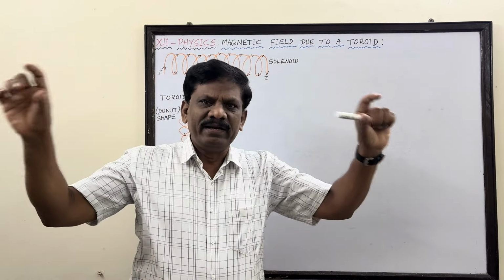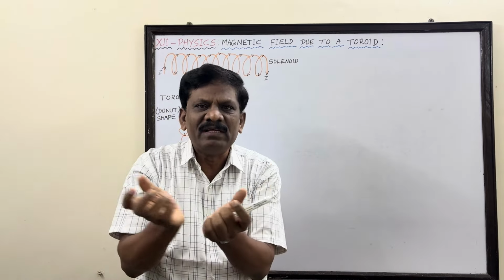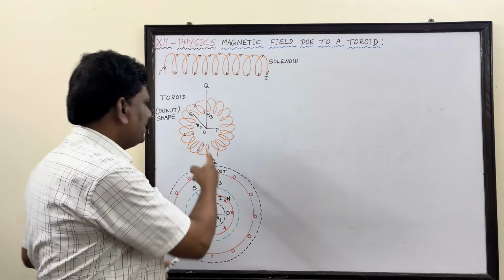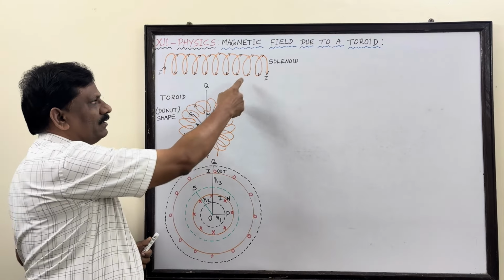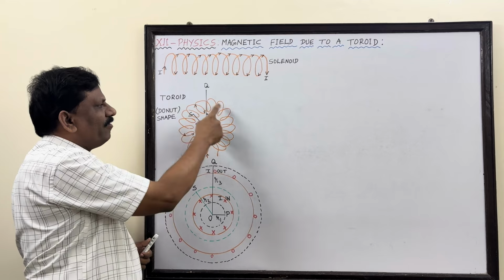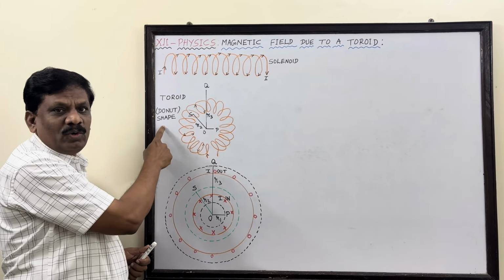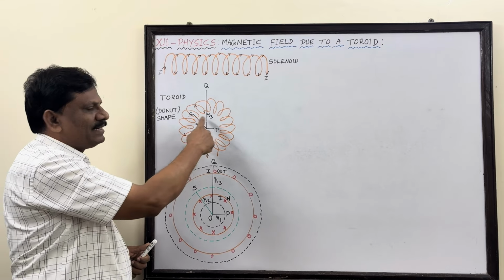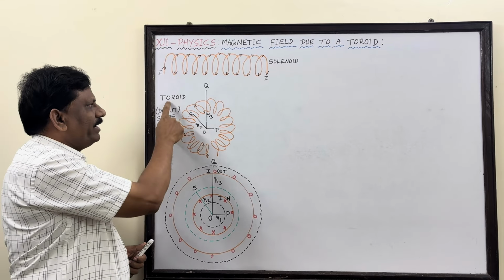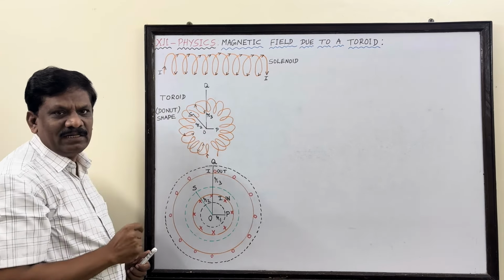A long solenoid is bent in the form of a circular loop, that is in the second picture. The solenoid is bent in the form of a circular loop whose shape is donut shape, having space at the center. Such a coil is called a toroid.